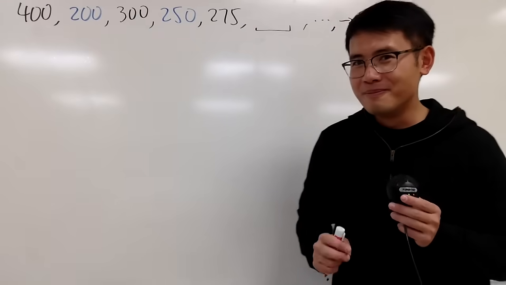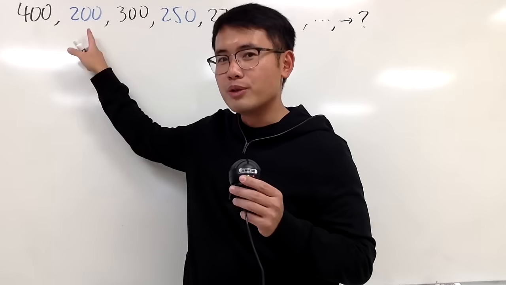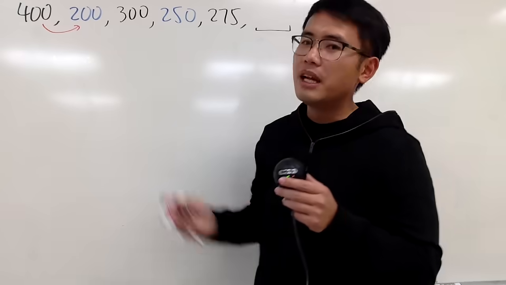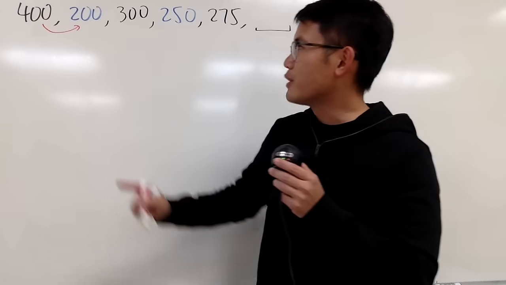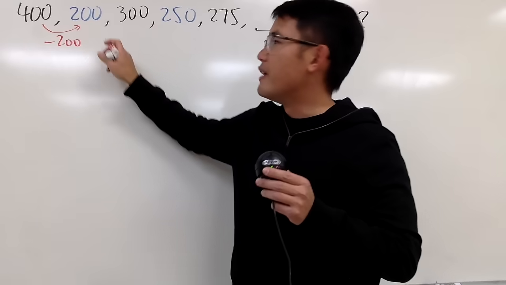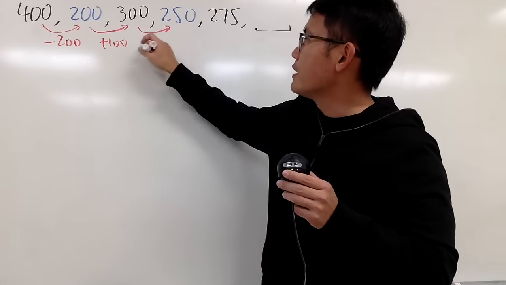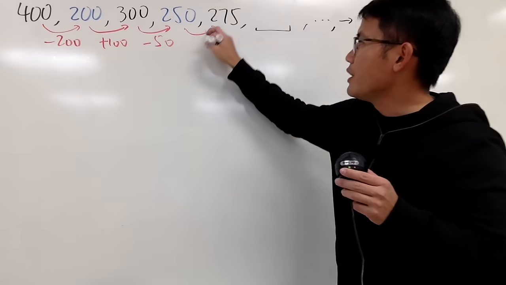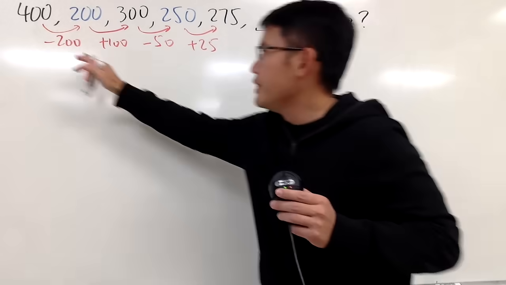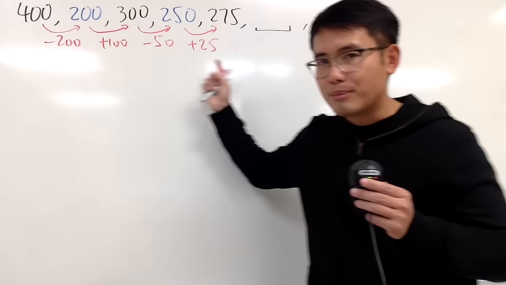That's the idea. Okay, now I'll show you guys the second way to do this, and that's to pay attention to from 400 to 200. If you look at this as divided by 2, well, from here to here, it's not divided by 2. So in fact, I will actually look at from 400 to 200 as minus 200, and then from 200 to 300, I will say that's plus 100, and then from here to here, that's minus 50, and then from here to here, that's plus 25. Even though these numbers are not the same, we do have a pattern for these numbers.